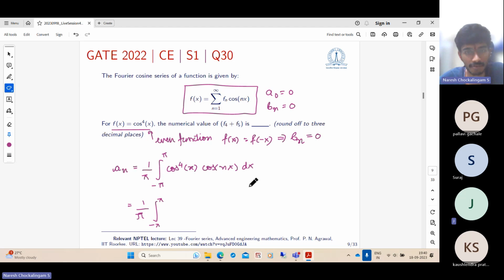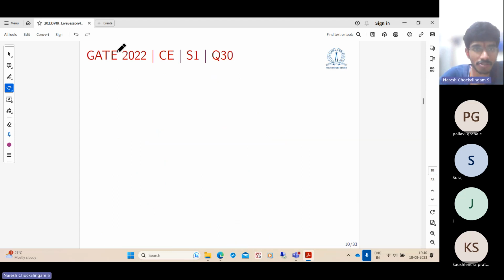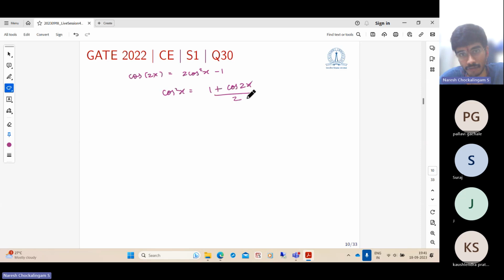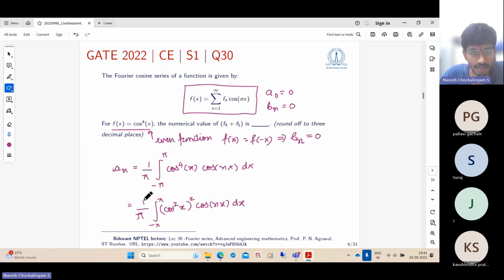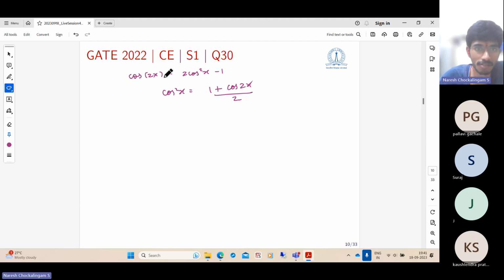So let me tell you. You can write this as cos square x the whole square cos nx dx. Is that okay? Now let's go to the next step. Again, let us use the half angle formula. You know that cos 2x is equal to 2 cos square x minus 1. So what is cos square x? It is 1 plus cos 2x by 2. In the integral we have cos square x; in place of cos square x, substitute this.